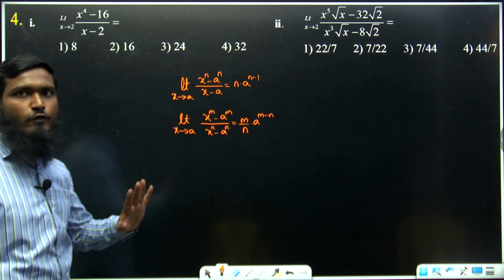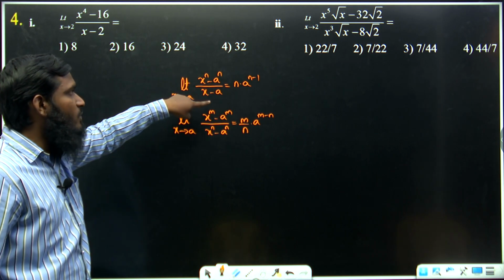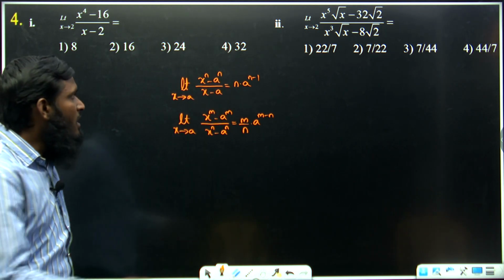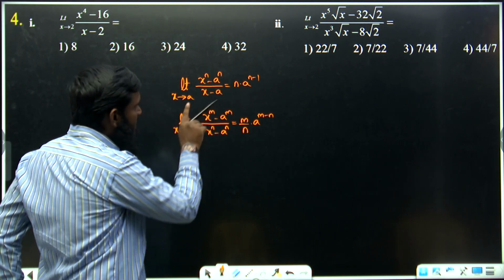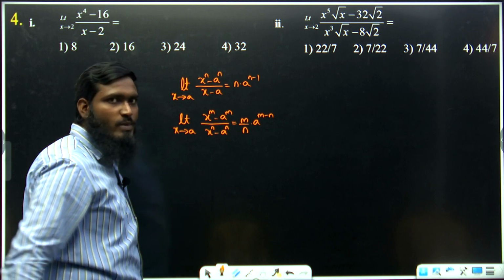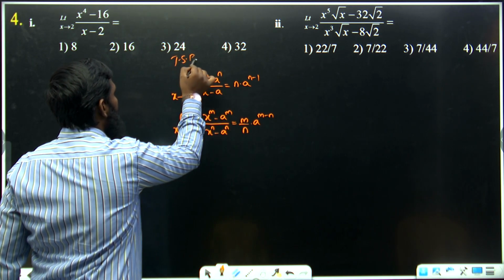Okay, so these are the two formulas related to this part. What is the first formula? (x^n - a^n)/(x - a) equals n times a^(n-1). It means the numerator power should be the same, the denominator power should be the same, and the x minus a part should be the same, then we can use this formula. Okay, this is the standard limit we are having over here.